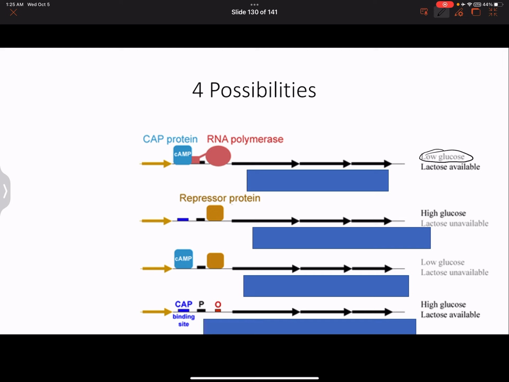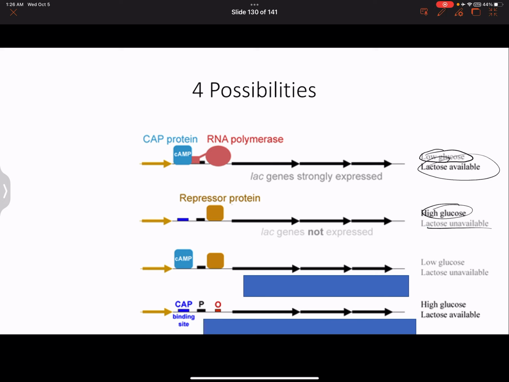Low glucose means high cAMP means CAP is active. Lactose is available means the repressor is bound, and so it's not doing its thing, which means the operator is free, which means transcription can occur. This is the scenario where you have a lot of the lac genes expressed to digest the milk because there's milk and no glucose. High glucose and no lactose. This is a double no. We can just go for the glucose, and it wouldn't even make sense to make the lactase enzymes because there's no lactose. So, nope.